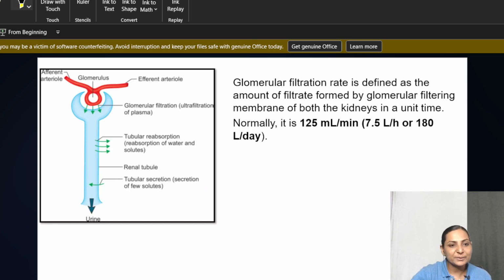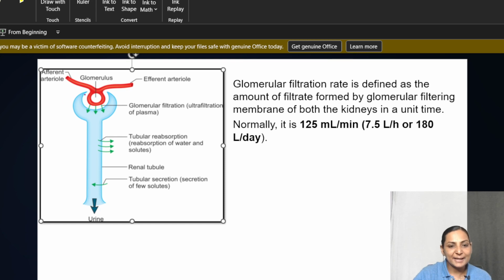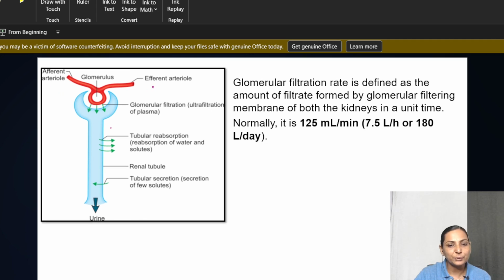You can show this with the help of a diagram. I've taken a very simple diagram which is just showing the Bowman's capsule, the tuft of glomerular capillaries, the afferent arteriole and the efferent arteriole. This is the first process, that is the glomerular filtration. The second process is reabsorption, so anything which is to be reabsorbed will be taken into the capillaries, and the third step is secretion, so that anything which is not needed will be secreted into the lumen, and finally it will be excreted in the urine.